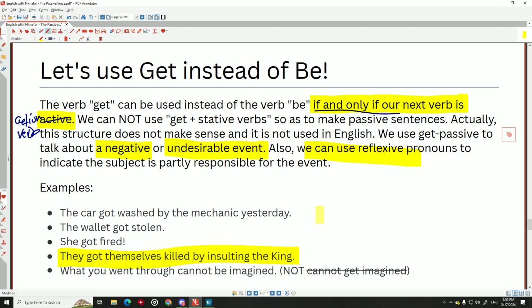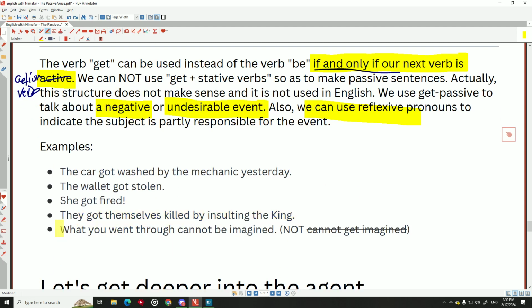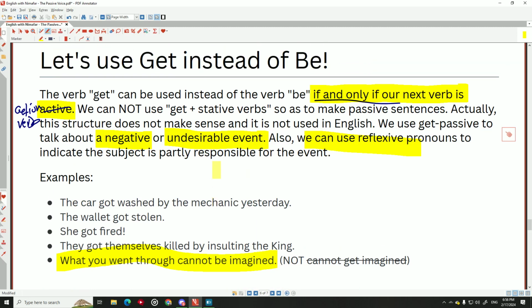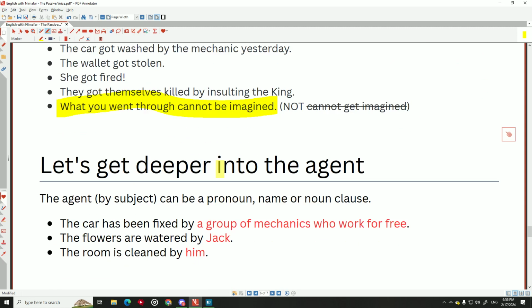Also here we have a combination with the causative too. It means they insulted the king, so they are responsible for their death. The car got washed by the mechanic yesterday. The wallet got stolen. She got fired. But here, look at the last one. What you went through cannot be imagined. Cannot get imagined, that's right, because imagine is a stative verb. So you use get plus action verbs.